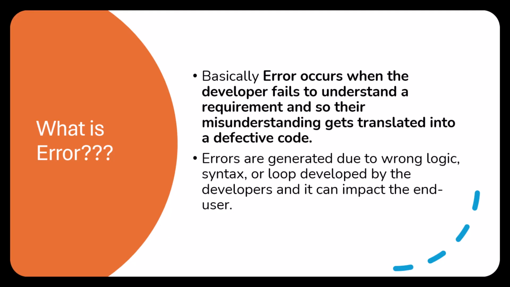First, we'll discuss what is an error. Basically, an error is a situation that happens when the development team or any developer fails to understand the requirement definition. Keeping that misunderstanding in their mind, when they start their coding, whatever code they develop is known as an error code.